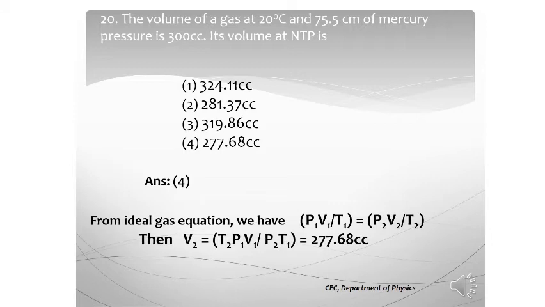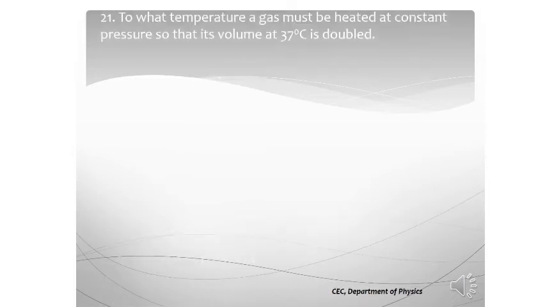This is calculated using the ideal gas equation, that is P1 V1 by T1 equal to P2 V2 by T2, or V2 is equal to T2 P1 V1 divided by P2 T1. Substitute the values and calculate. We will get 277.68 cc.